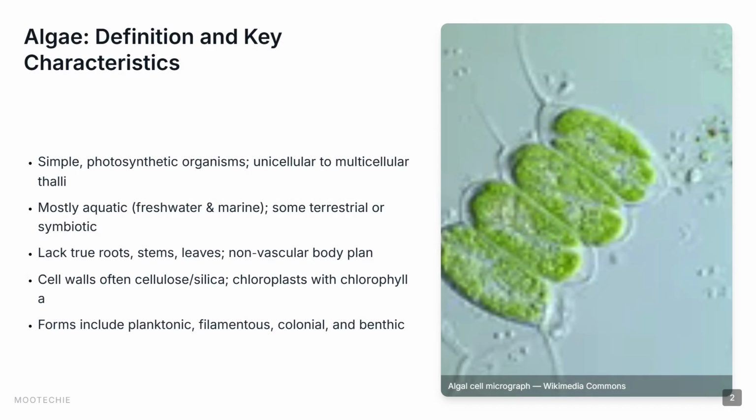This is where we explore science with clear visuals and explanations. Let's begin our lesson on algae. Algae are defined as simple photosynthetic organisms. They can range from unicellular to multicellular thalli. This means their body is not organized into complex structures like true plants.